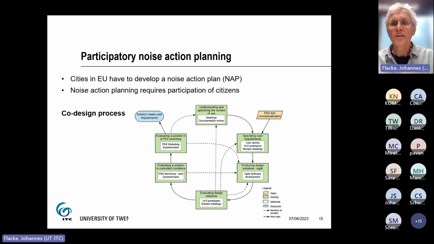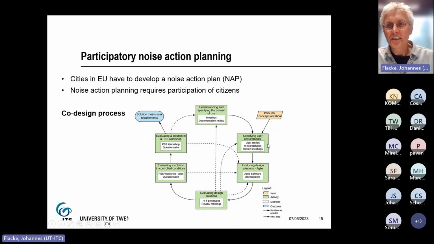What you see here in the figure is a cycle, a process, starting here on the right side with the PSS tool conceptualization. That was the entire co-design process that we went through. I will very quickly go through the different boxes. So it starts here. We already had a PSS tool conceptualization, the broad tool idea of what the PSS tool should do. It should work on a map table. It should integrate different stakeholders.